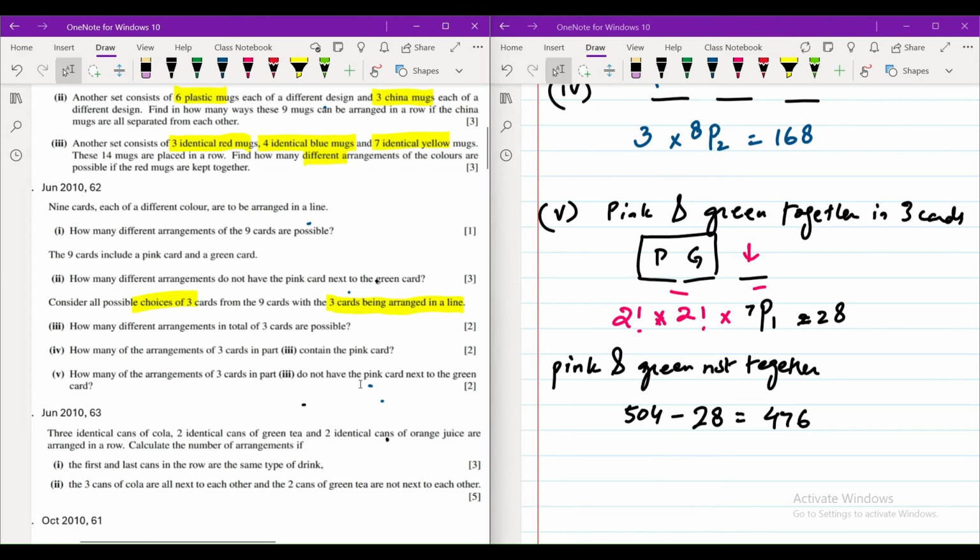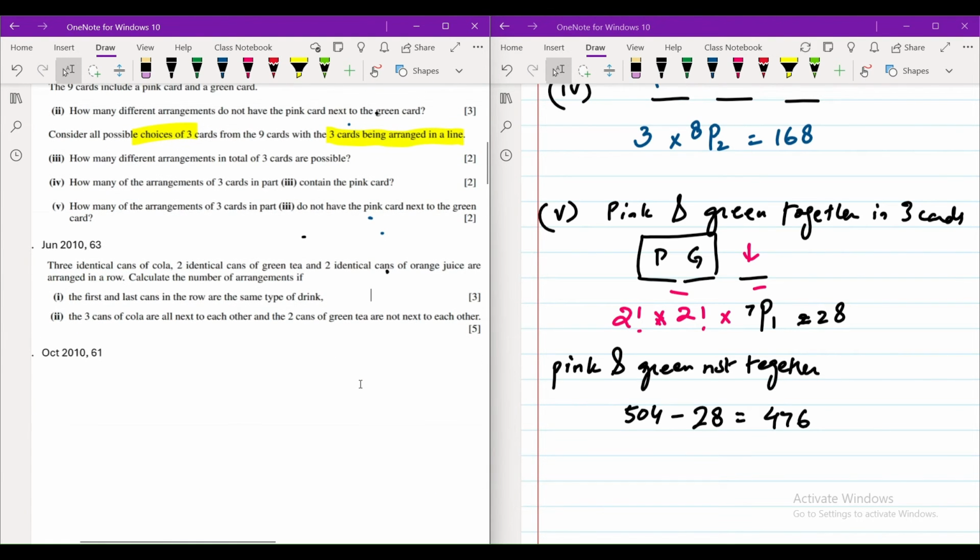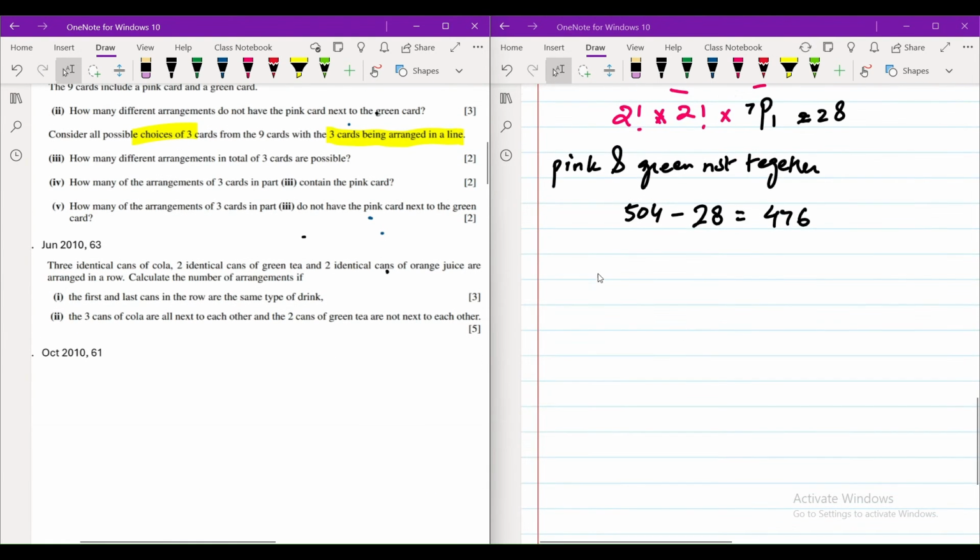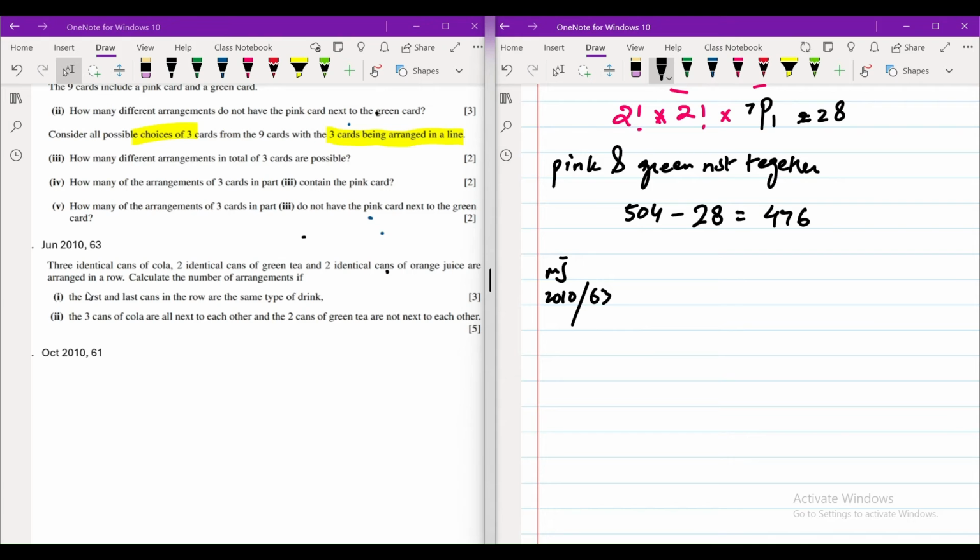Right, okay, now let's look at 6.3, 210, 6.3 major. Three identical cans of cola, 2 identical cans of green tea, and 2 identical cans of orange juice. 3 cola, 2 for green tea, 2 for orange juice. So let's write over here.